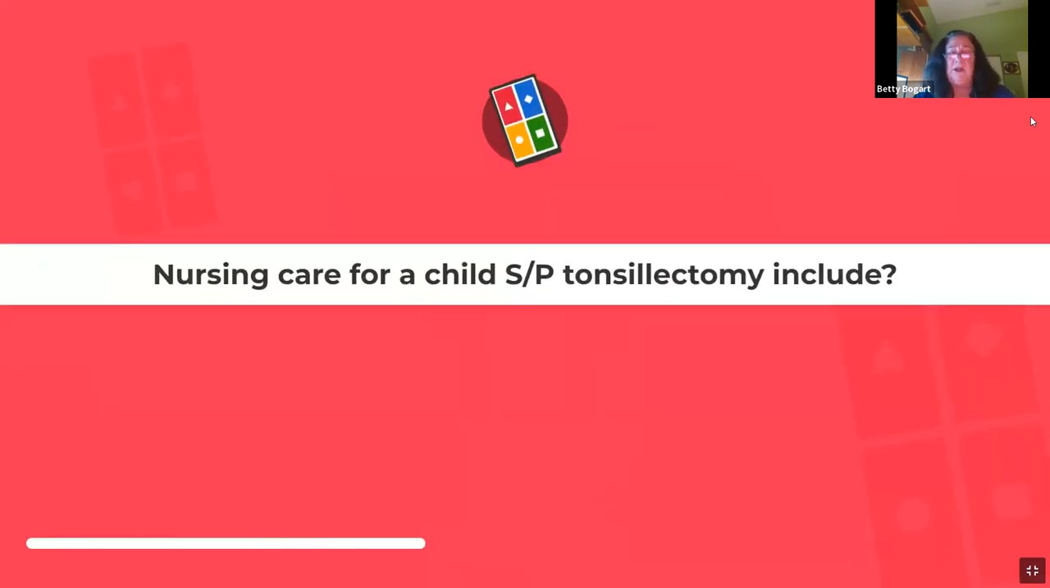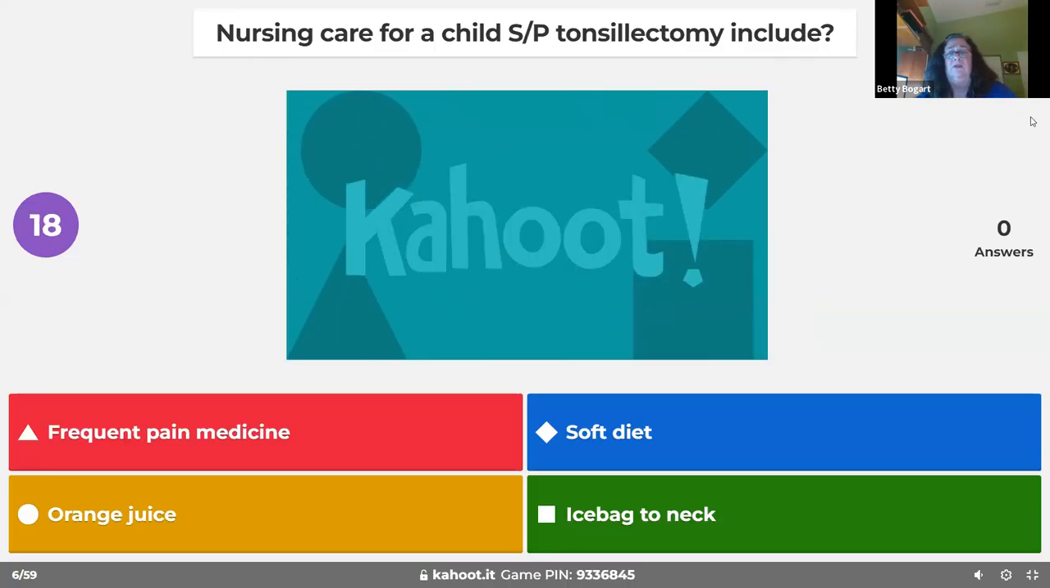Multi-select. Nursing care for a child status post tonsillectomy include what? As in, what are you going to teach these parents? Because all of them go home today. Rarely do you have one who's in the hospital.